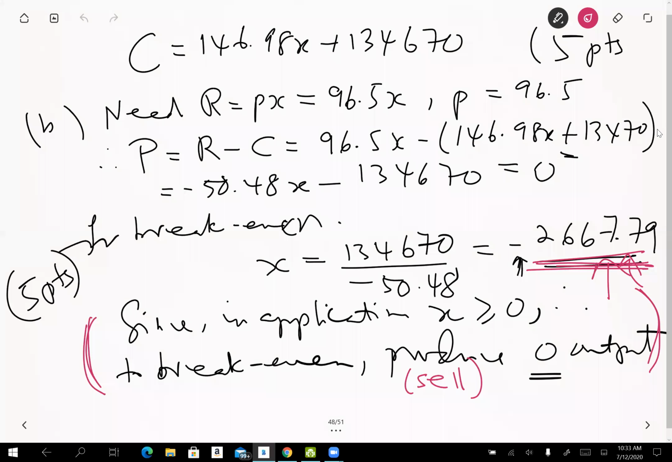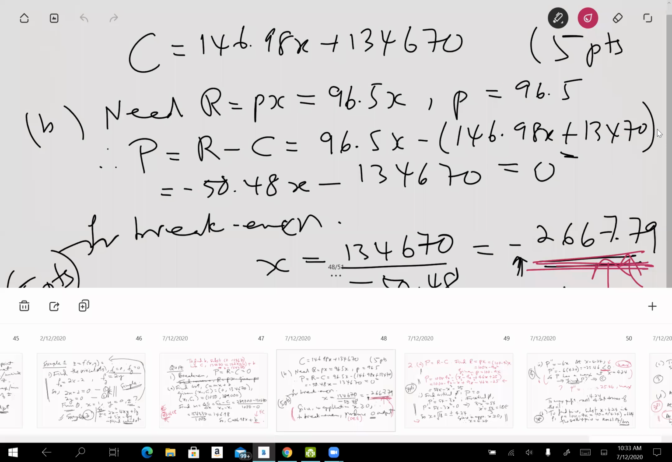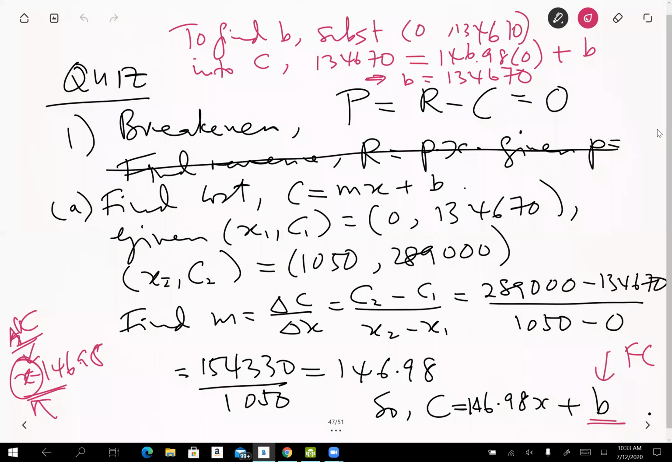Sir, can we go back to question 1A? Okay, question 1B. Since in the question they have given the total cost, which is 298,000, then if I find the slope just by inserting the total cost, you can find the slope like that. Okay, I need you to show how you get the slope.